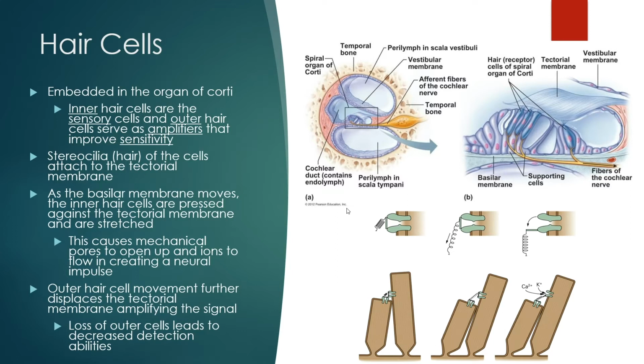So I want you to know that the inner hair cells are the ones that are actually doing the sensing down here. And the outer hair cells are responsible for giving those inner hair cells a better signal, or amplifying that signal.